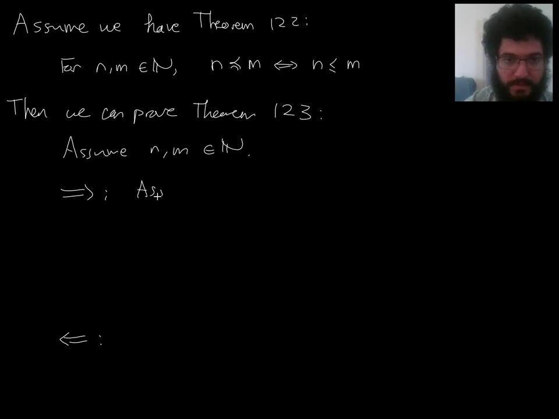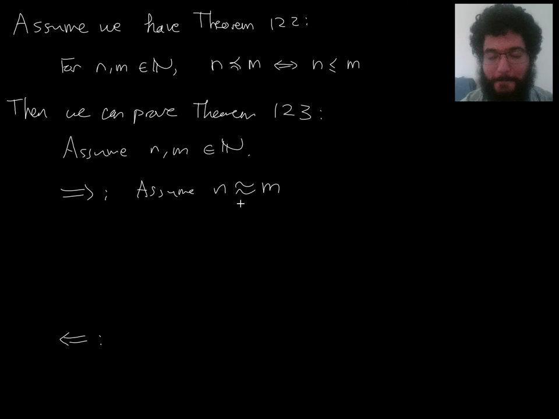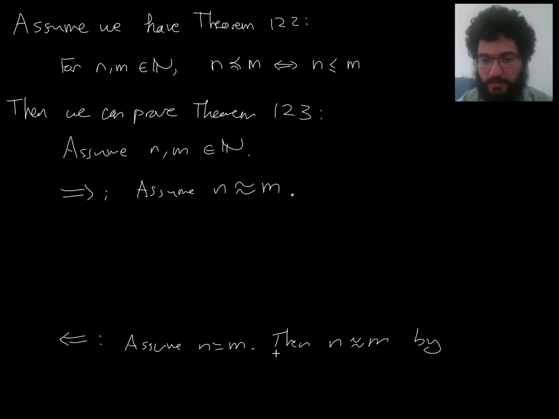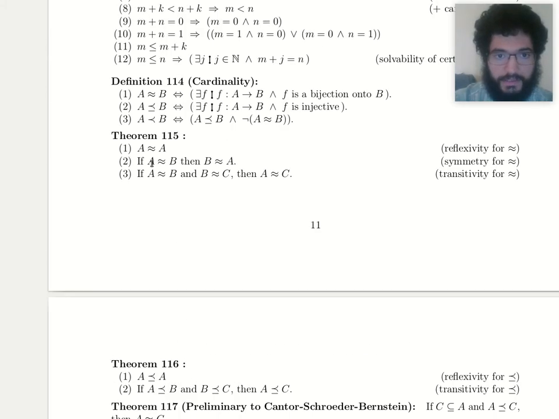First, assume that n has m elements, or n has the same cardinality as m, and then we will prove that n equals m. And in the other direction, assume n equals m. This direction is easy. Doesn't need any work, really. So if n equals m, of course n has the same cardinality as m, because n has the same cardinality as itself. And we just mentioned this property, reflexivity, for this relation.